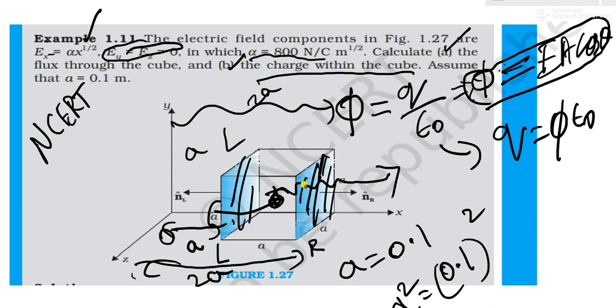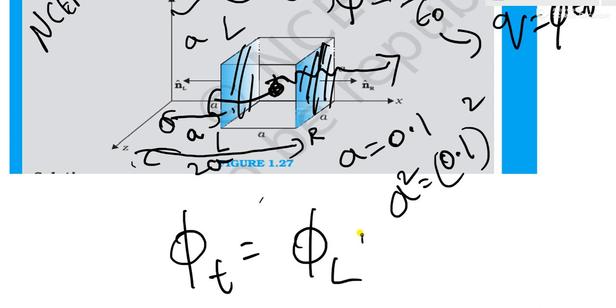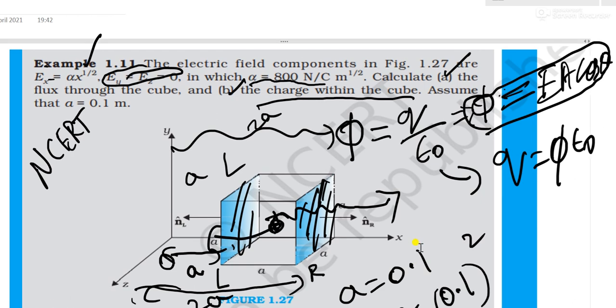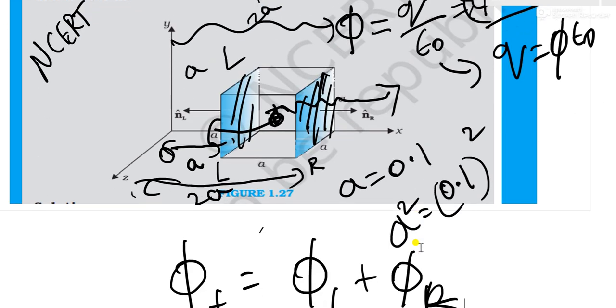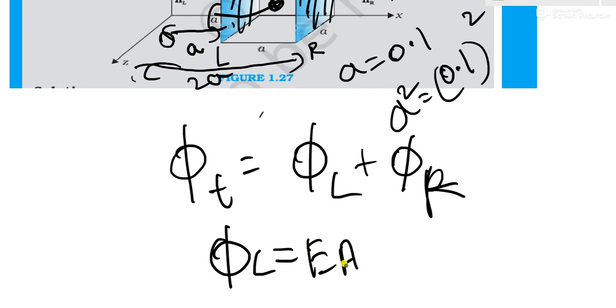Now we are going to learn what the flux is. Total flux is equal to flux of the left side plus flux of the right side. Already in the question they have given E is equal to alpha times x to the power 1 by 2. First we will see the flux of the left side. Flux of the left side is equal to E A cos theta.